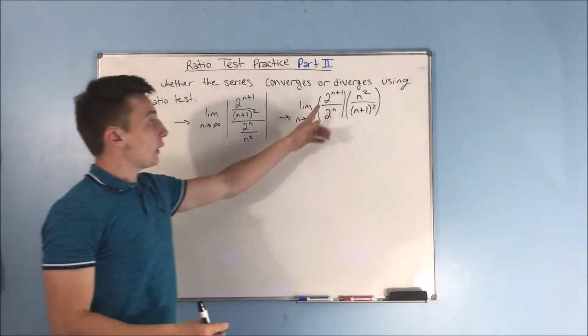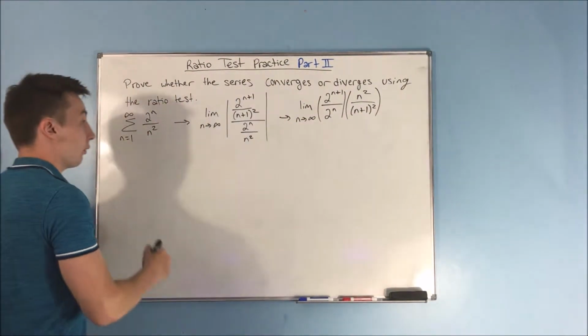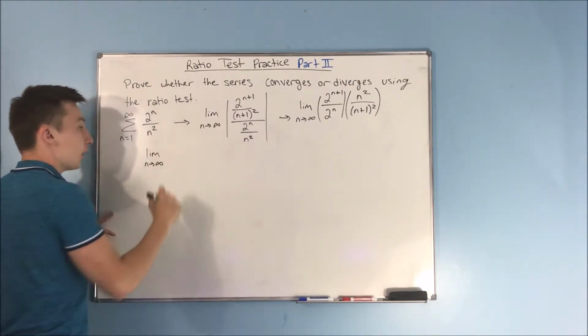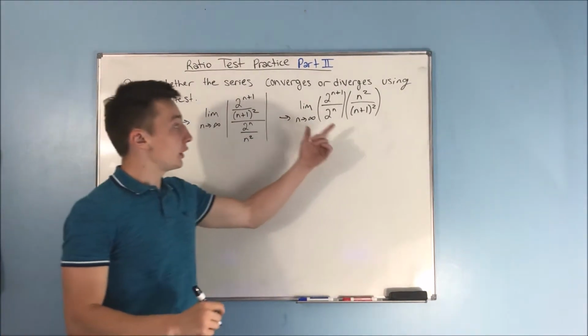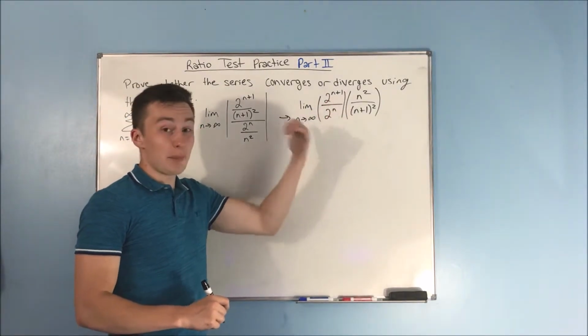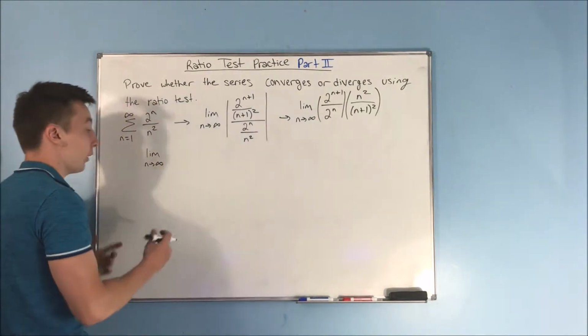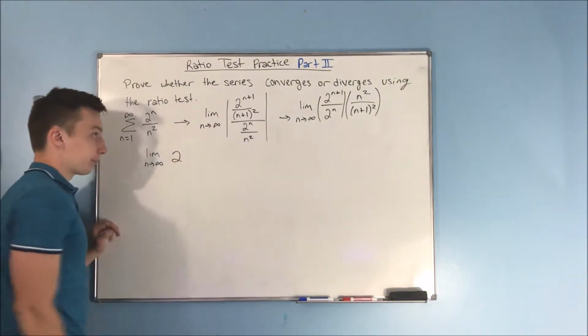So now, what is going to happen to this first little part right here, this 2 to the n plus 1 over 2 to the n? Well, that is just going to be 2, because you have an n plus 1 minus n, so you're just left with a 1. That's 2 to the first power, which is 2.